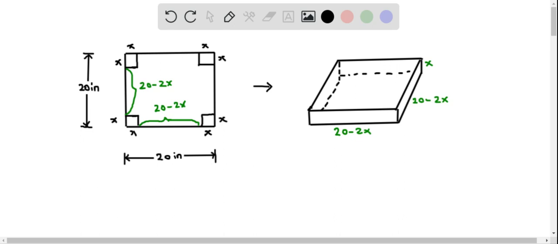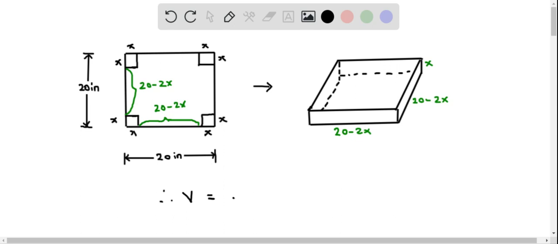So if she cuts x inches on either side of the length of the square, then the length of the cardboard will become 20 minus 2x because the length of the cardboard is 20 inches. Cutting 2x gives 20 minus 2x, which forms the length of the box. And similarly, if she cuts x from both corners of the other side, then 20 minus 2x will become the width of the box. And folding this cardboard material to convert this into a box, this x becomes the height of the box. So therefore, we can write down the volume of the box.